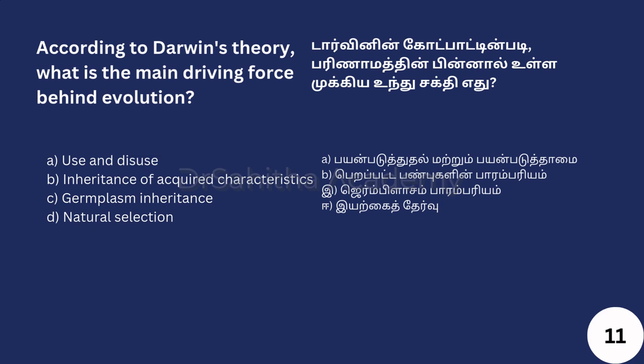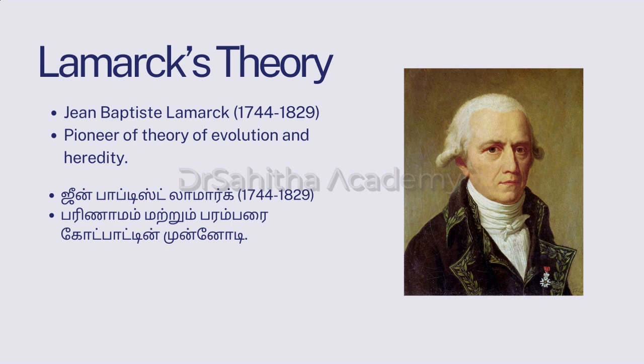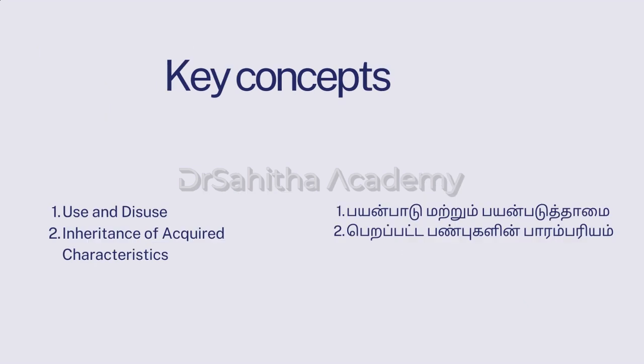Now let's delve into the pioneering work of Jean-Baptiste Lamarck and understand the principles behind the inheritance of acquired characteristics. Jean-Baptiste Lamarck was a French naturalist who proposed his theory of heredity in the early 19th century. Lamarck was one of the first scientists to suggest that organisms could change over time, which was a groundbreaking idea at that time. Let's explore the key concepts of Lamarck's theory.